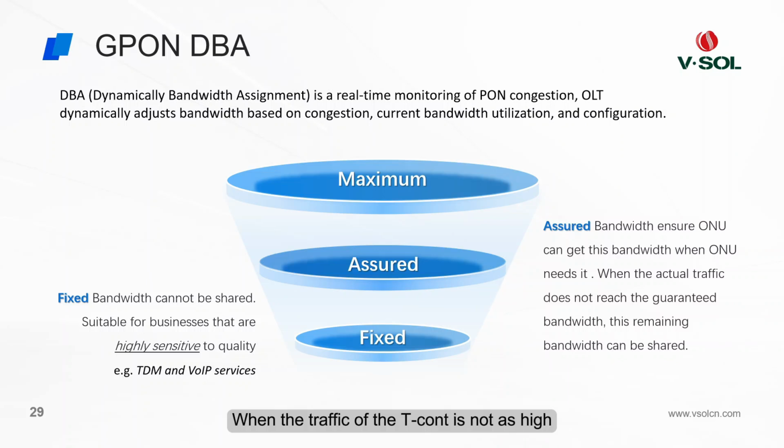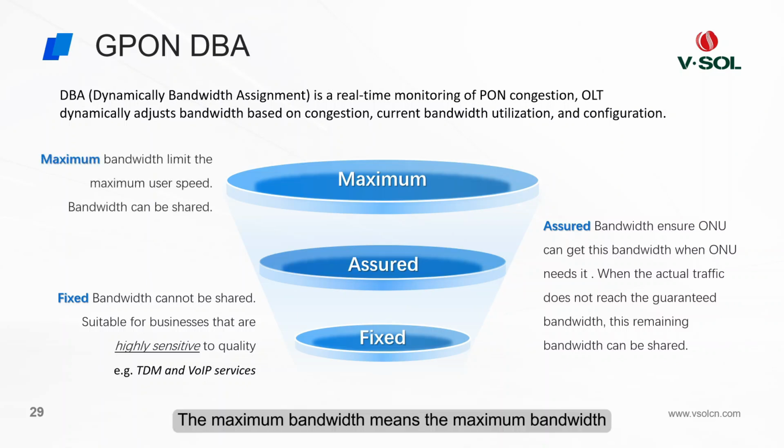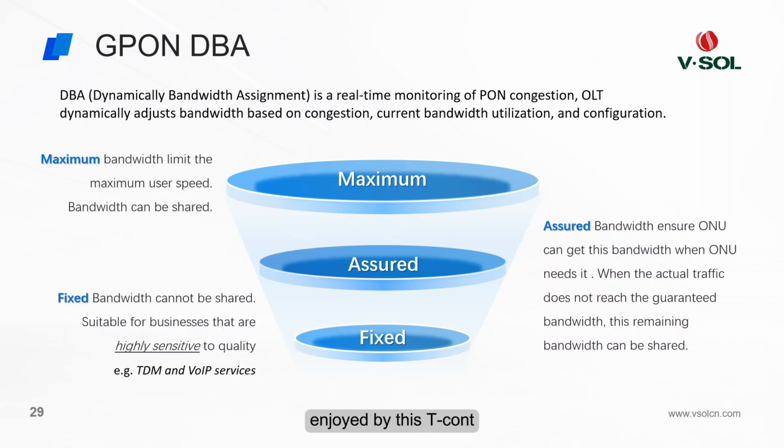When the traffic of the TCONT is not as high, the OLT will adjust the remaining bandwidth and share it with other TCONTs for use. The maximum bandwidth means the maximum bandwidth enjoyed by this TCONT. Of course, this is the bandwidth that can be shared, but the minimum speed cannot be guaranteed.